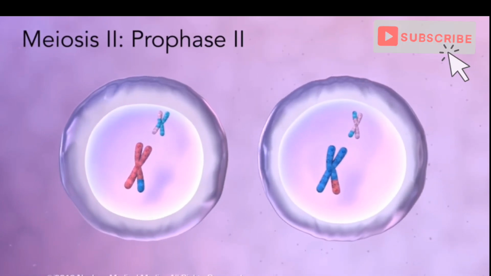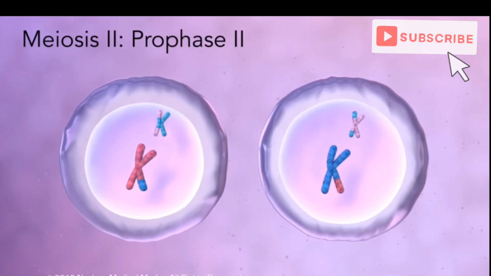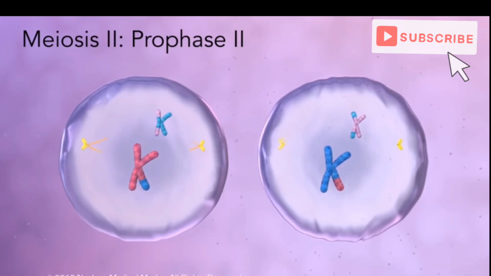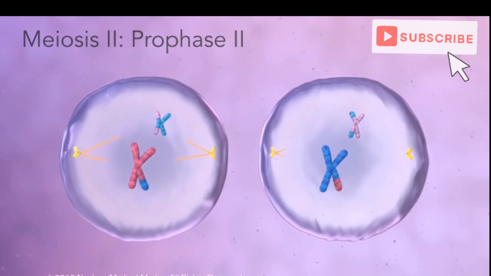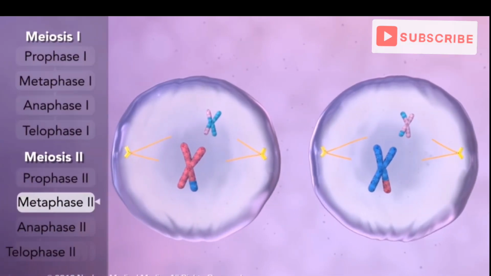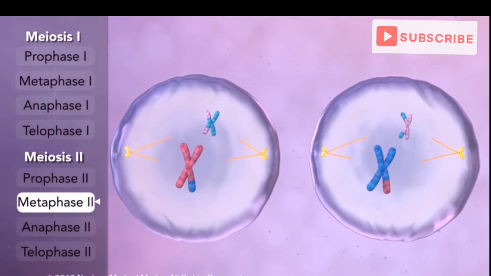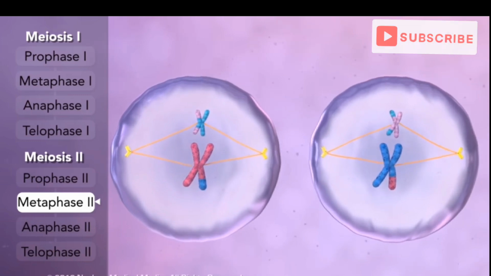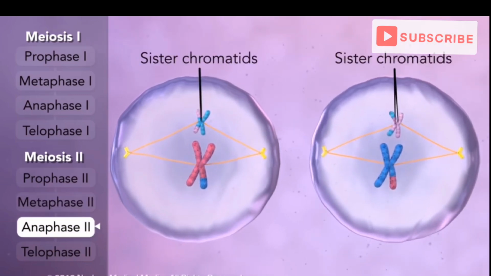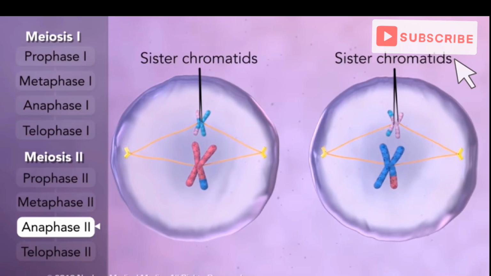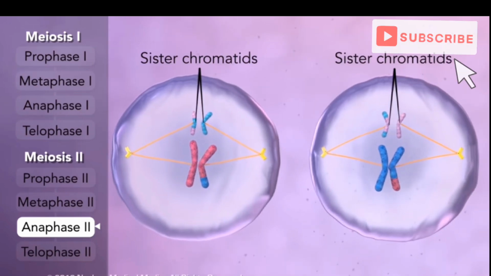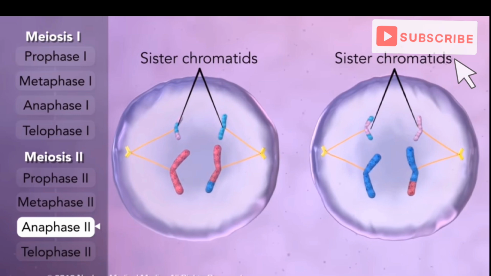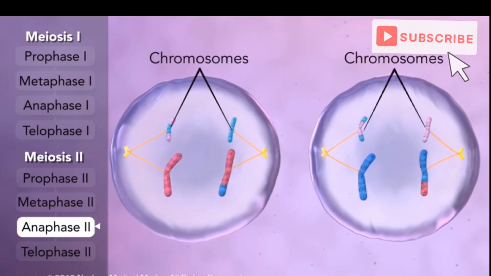Once again, in prophase II, the nuclear membrane disappears, and spindle fibers fan out from the 2 sets of paired centrioles. During metaphase II, the chromosomes in each cell line up at the equator and attach to spindle fibers from both poles. During anaphase II, the sister chromatids of each chromosome separate and move to opposite poles. Once the sister chromatids separate, they're called chromosomes.